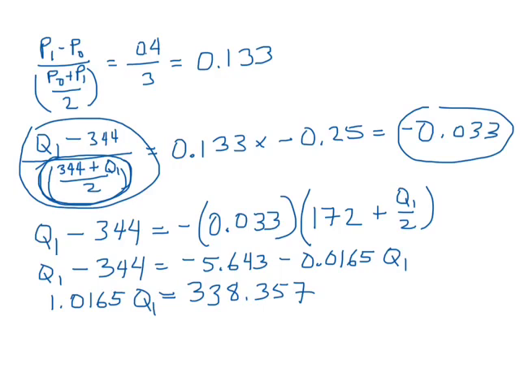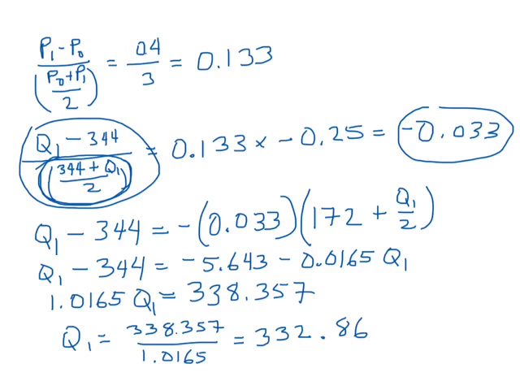So now I know Q1 is equal to 338.357 divided by 1.0165, and when I pop that into my calculator, I get 332.86, which rounds to, they only want one decimal, 332.9. So that's a little bit of algebra, granted. So be careful as you do your step-by-step, and here, that's how you do it.